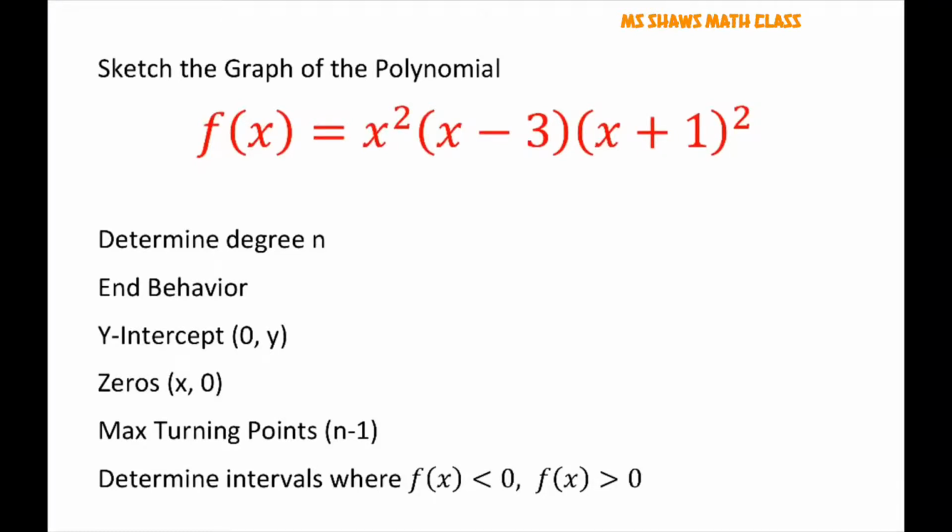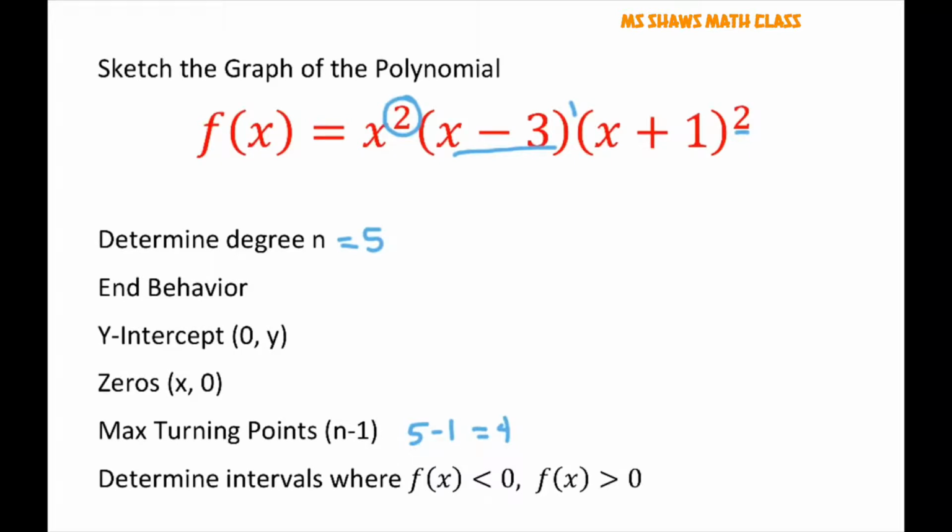Hi everyone, we're going to sketch a graph of this polynomial here, and first we're going to determine the degree. Since this is not in standard form, all you have to do is add up these exponents here. So this x has a multiplicity of 2, and this factor has a multiplicity of 1, and this one 2. Add those up: 2 plus 2 plus 1 is 5. So we have a maximum of 5 minus 1 turning points, which is 4 turning points at the most.